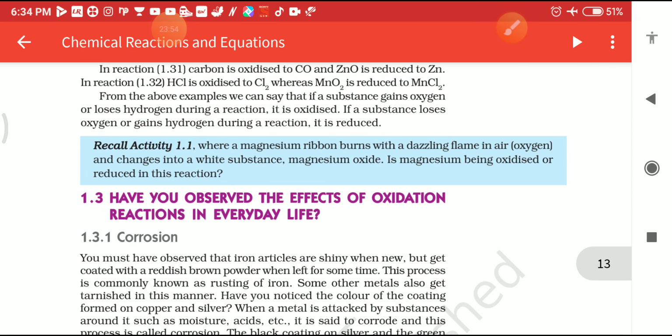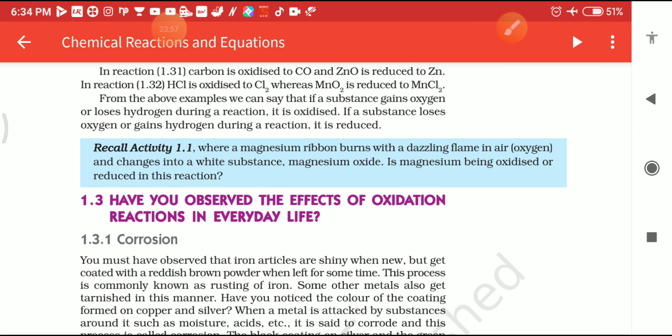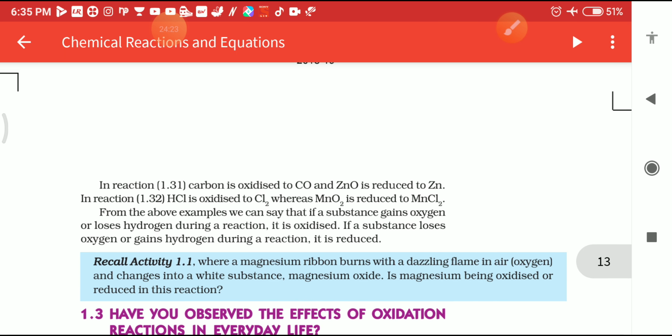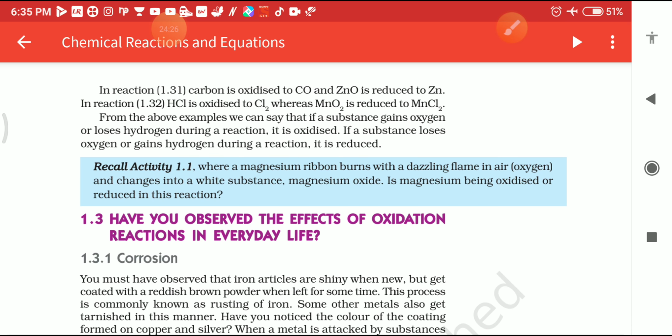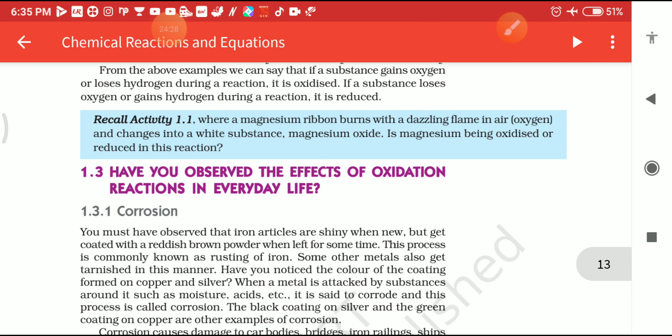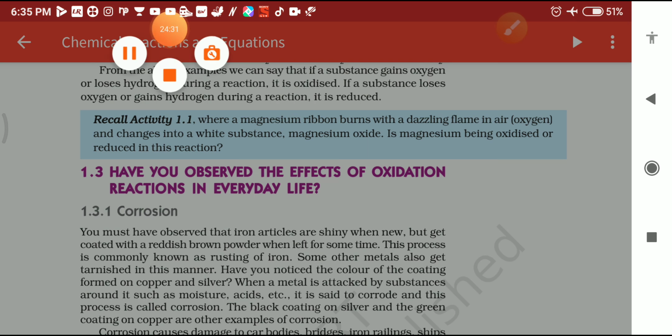Here it is given, recall 1.1, where a magnesium ribbon burns with a dazzling flame in air, oxygen, and changes into white magnesium oxide. Is magnesium being oxidized or reduced in the reaction? It is oxidized, because magnesium oxide is formed. Magnesium comes in contact with oxygen, and it gives rise to magnesium oxide. This much only. Okay students, now you will understand oxidation and reduction reactions. In the next video I will explain corrosion. Till then, bye, have a nice day.